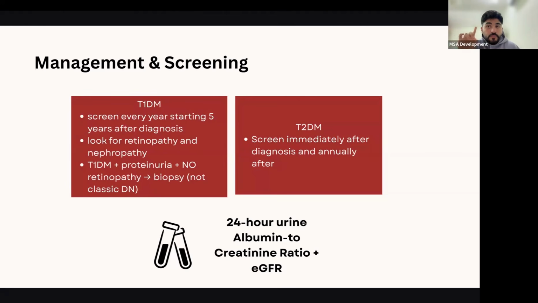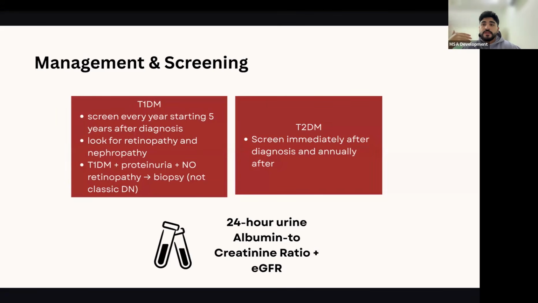Now, a very important thing is that usually, and most of the time, patients who have type 1 diabetes and proteinuria present with retinopathy as well. They'll have a history of retinopathy. If they do not, then that's not classical, so you will have to do a biopsy. Okay? Just keep this one in your mind. For type 2, they're very chill. Type 2 is more severe.